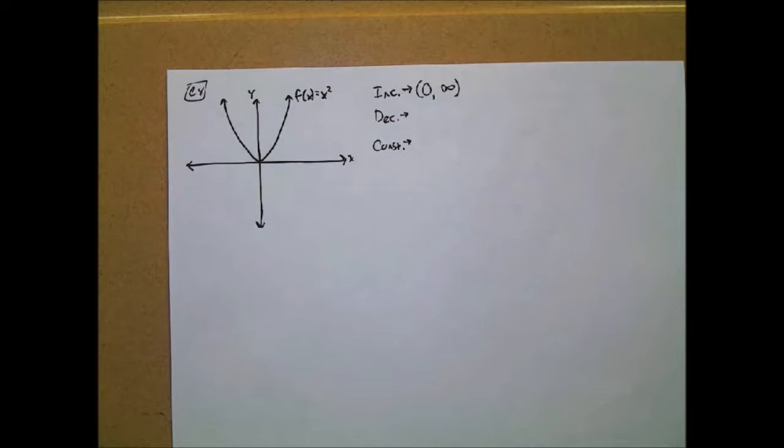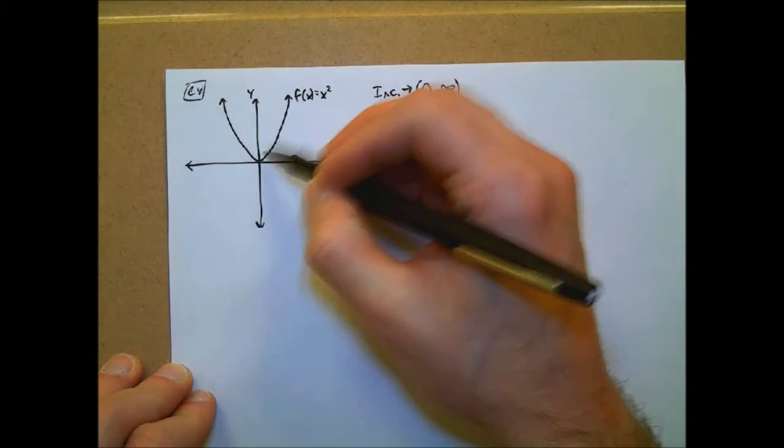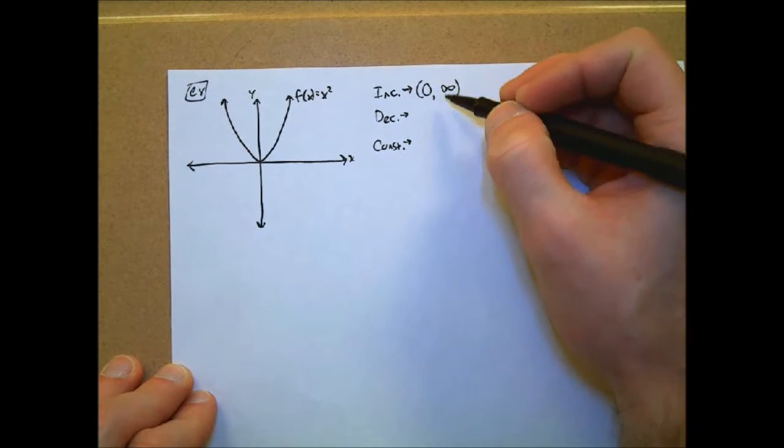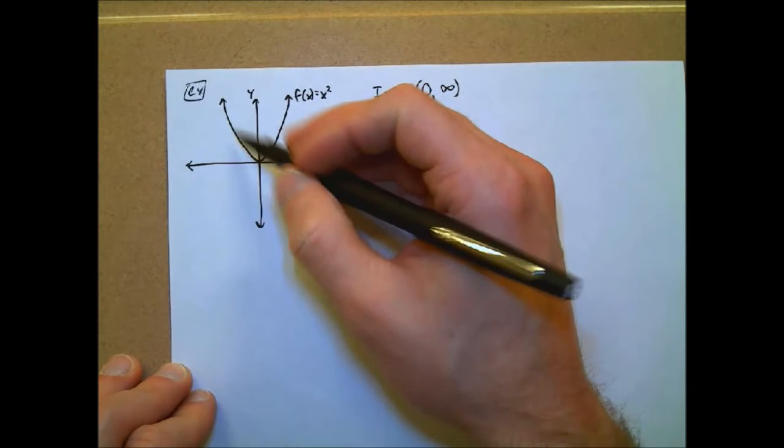Yes, CJ? Because at 0, from this side, it looks like we're increasing, right? So you may want to include 0 with the increasing. But then if we come from this side, 0 is going to be where the decreasing stops. You see what I'm saying?